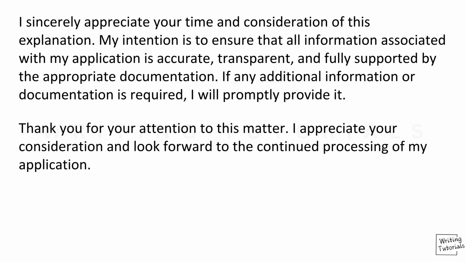Before we finish, here are a few important things to remember whenever you prepare a citizenship explanation letter. First, always be completely honest and accurate. Never guess dates, hide information, or provide explanations that cannot be supported by official records. If there is an error or inconsistency, explain it clearly and provide documents that verify your explanation whenever possible. Immigration applications rely heavily on accurate information, so consistency across all forms and supporting documents is extremely important.